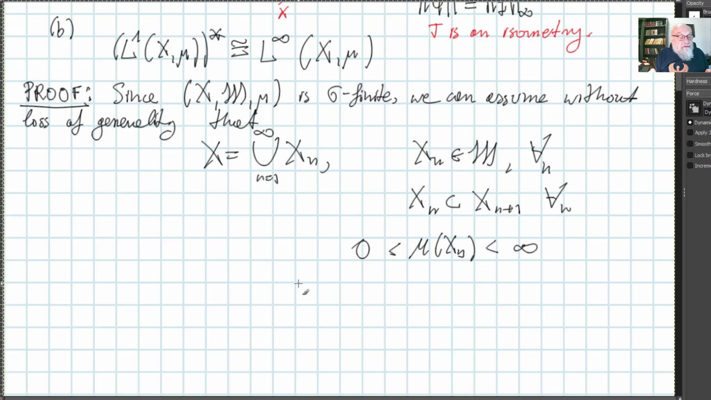So mu of X_n is smaller than infinity, but we put larger than zero, for every n. Those are not assumptions. That means you can always construct such an X_n, by the fact that the space is sigma finite.